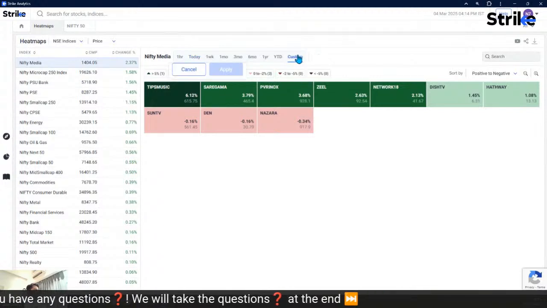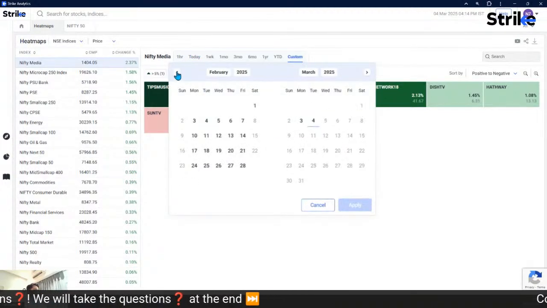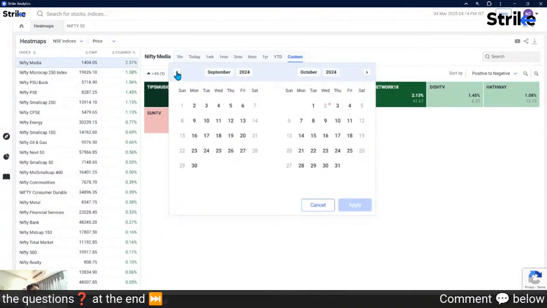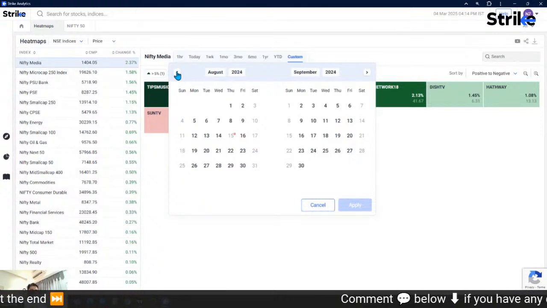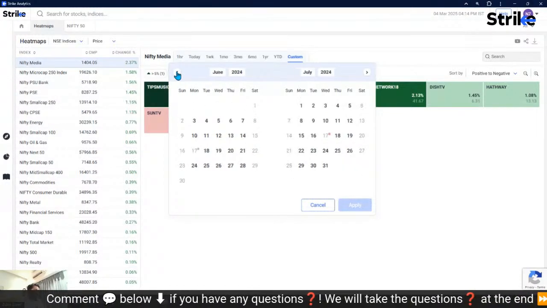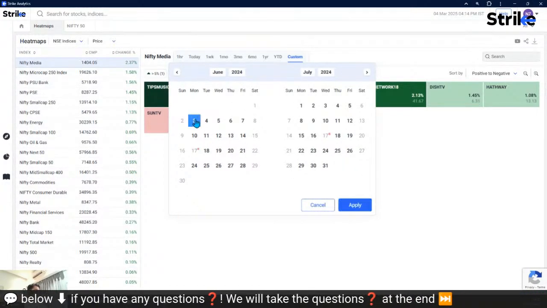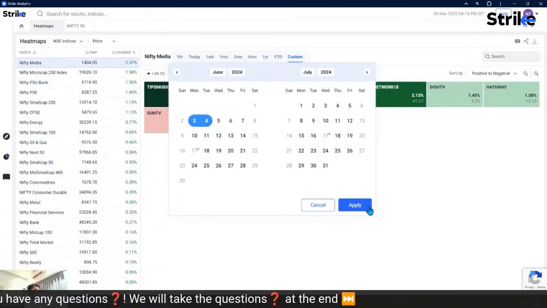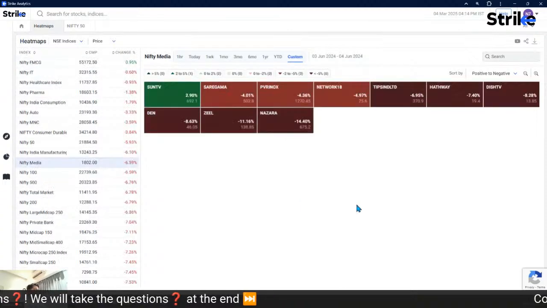So you can say custom and select the date over here. By going back in time, you can go as far back as around 4 to 5 years. You can go back and check what performance has happened. So we'll take the 3rd of June to 4th of June. In these 2 days, simply say apply.